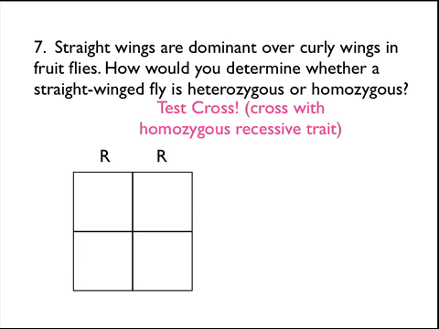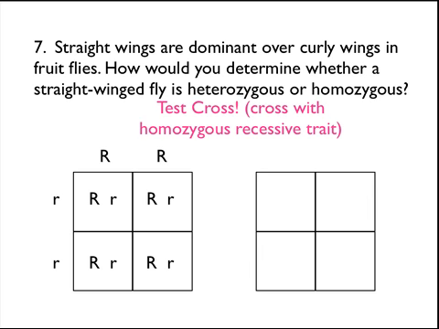Let's imagine that we have a homozygous dominant fly here, and that would be a straight-winged fly. If we cross it with a curly-winged fly, and we do the Punnett square, we know that all of the children are going to be straight-winged because it's dominant. Now, what if we actually had a heterozygous straight-winged fly, and we didn't know this, and we were to cross it with a homozygous recessive or curly-winged fly?